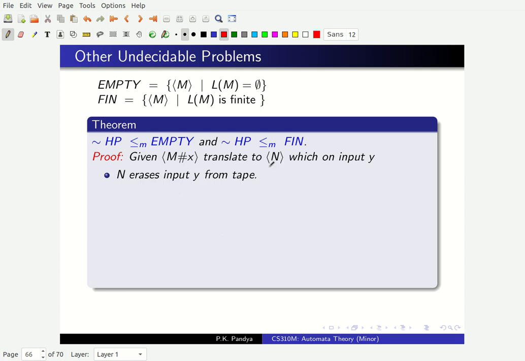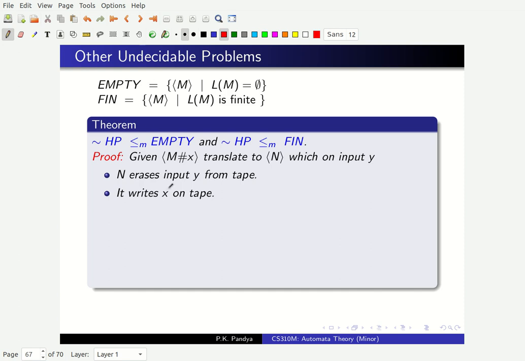This N that we will have obtained will behave like this. Given the 9 tuple for M and this X, we will construct the 9 tuple of N. But this Turing machine N that you have constructed will behave like this. Suppose you start N with Y on the input tape, then what it will do is the following. It will firstly erase this Y from the tape. So it will ignore what Y you gave it, right?